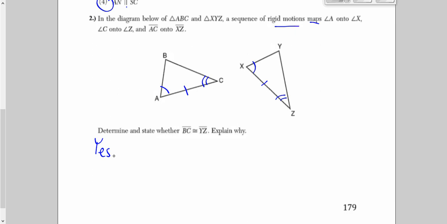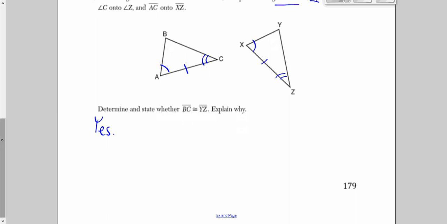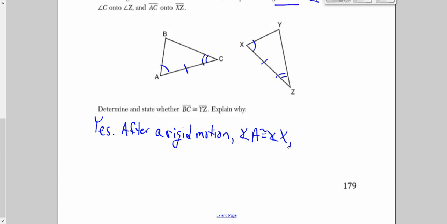So they want you to understand and demonstrate that the rigid motion mapping means they're congruent, right? So you might say, after a rigid motion, and they were pretty specific about saying what maps to what, so maybe we'll replace the word mapping in their statement with congruence, right? So they said what? Angle A, or we're interpreting, angle A congruent to angle X, right? And what else is congruent? Angle C congruent to angle Z and segment AC to segment XZ, yeah. Okay, so we know they're congruent.